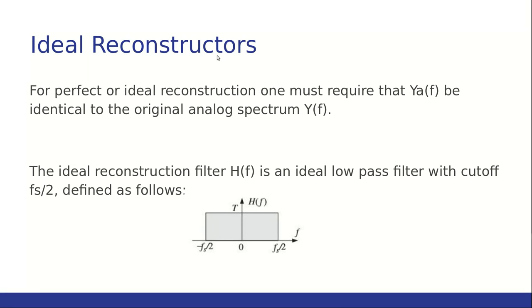So let's see ideal reconstructors. Ideal or perfect reconstruction can be done when Ya of f is identical to the original analog spectrum Y of f. The ideal reconstruction filter H of f, this is the frequency response of an ideal reconstruction filter. So it's an ideal low pass filter with cutoff being Fs by 2, which is the folding frequency, or this interval being the Nyquist frequency interval.